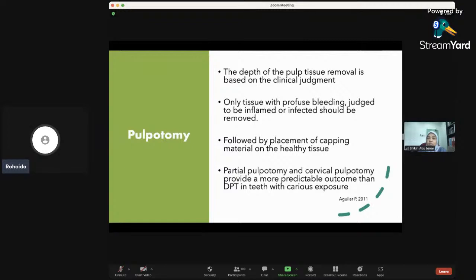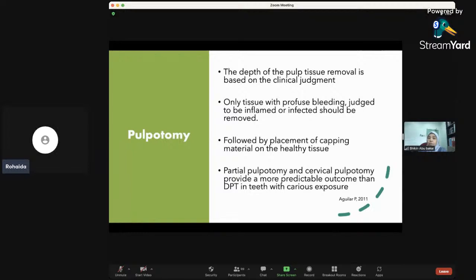So in pulpotomy, the concept is that the depth of the tissue removal is based on clinical judgment. The clinical judgment here means the bleeding behavior, the bleeding status. Earlier on, I mentioned the color of the bleeding and also the bleeding control. Only tissue with profuse bleeding that could be inflamed or infected should be removed. You will leave behind the healthy pulp tissue. Same as DPT, after you remove the infected pulp tissue, you are going to put the pulp capping materials.